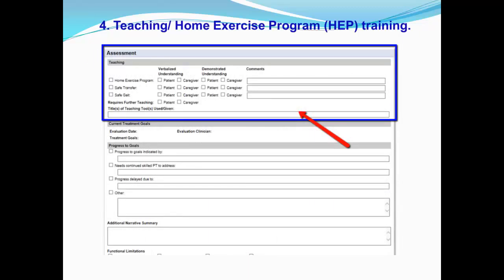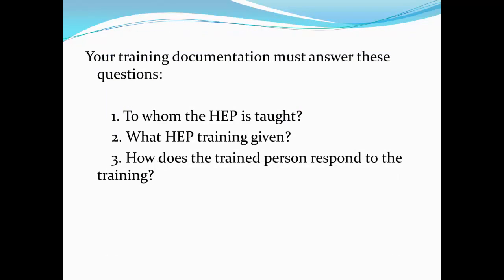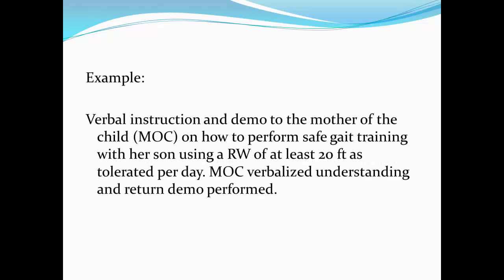4. Teaching home exercise program, HEP training. Your training documentation must answer these questions. 1. To whom the HEP is taught. 2. What HEP training was given. 3. How does the trained person respond to the training? An example: verbal instruction and demo to the mother of the child, MOC, on how to perform safe gait training with her son using an RW of at least 20 feet as tolerated per day. MOC verbalized understanding and return demo performed.